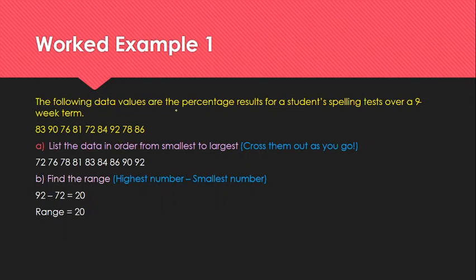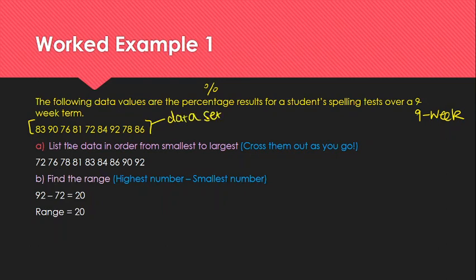The following data values are the percentage results for a student's spelling test over a 9-week term. That literally is a 9 hyphen, by the way. If you thought that was a random symbol, it's not. It just got cut off. It stands for 9-week term. So this here is the data set. Like I said, it's numbers.